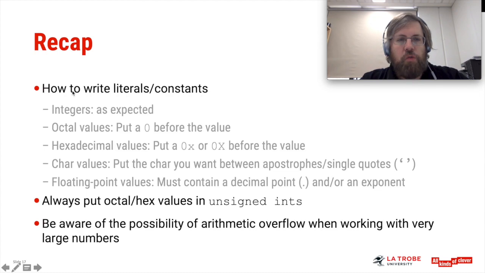So to recap, we just talked about how to write literals. Integers go as expected. To write an octal value, you put a 0 before the value in octal. For hexadecimal values, you put 0x before the value in hex. For a char, you put the char you want in between apostrophes or single quotes, and it gets stored internally as an int, so be careful with that. Cast it to a char if you need to be sure. And for floating point values, they must contain a decimal point and/or an exponent. Always put your octal or hex values in unsigned ints, and be aware, at least, of the possibility of arithmetic overflow when working with very large numbers.